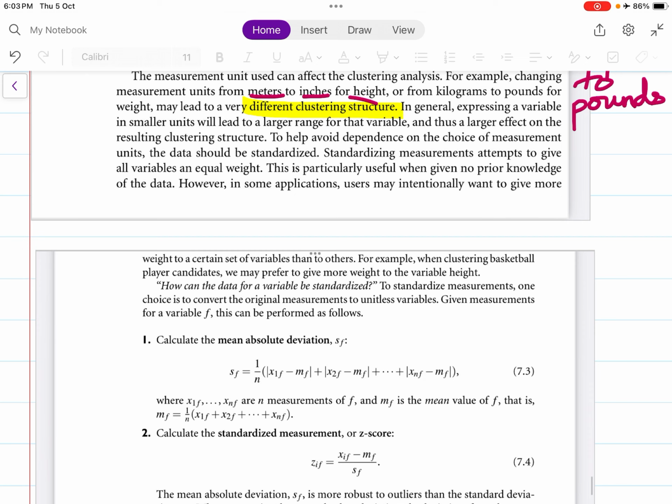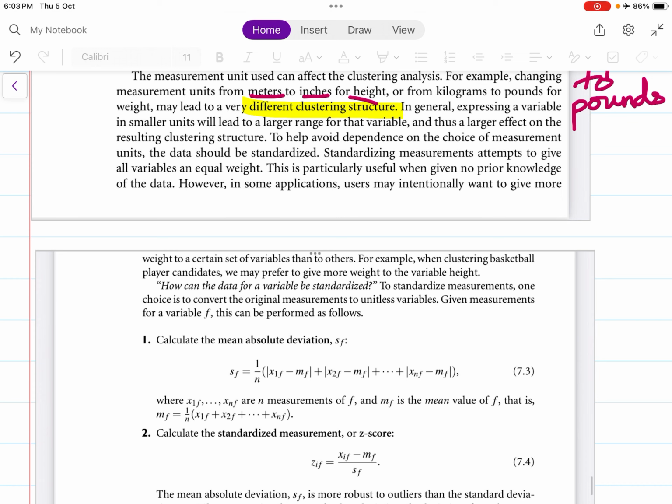So whether you take kilograms or pounds for weight, or meters or inches for height, everything will be given an equal weightage. This is particularly useful when given no prior knowledge of the data.